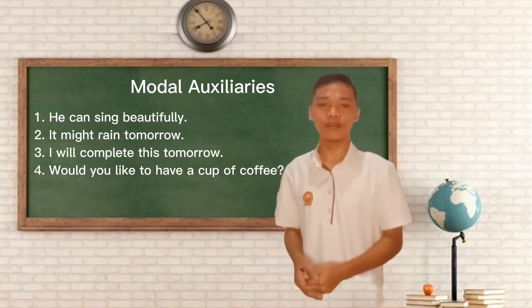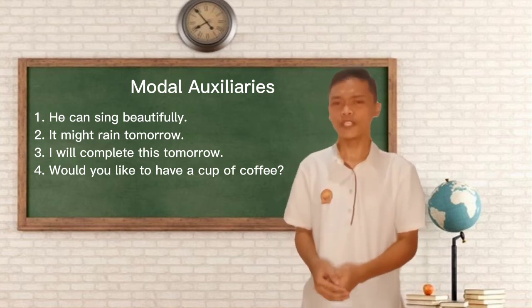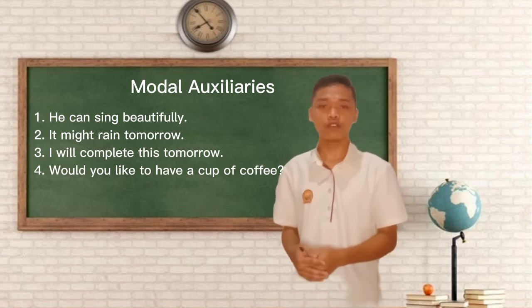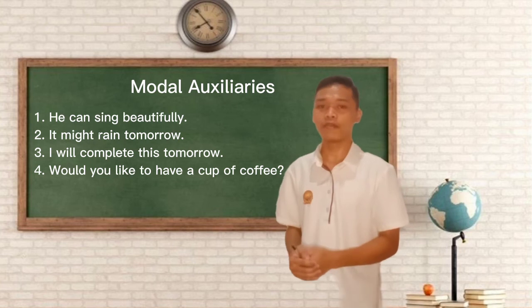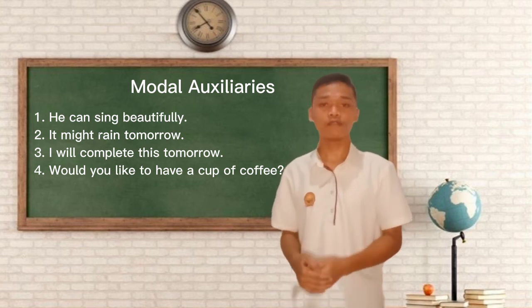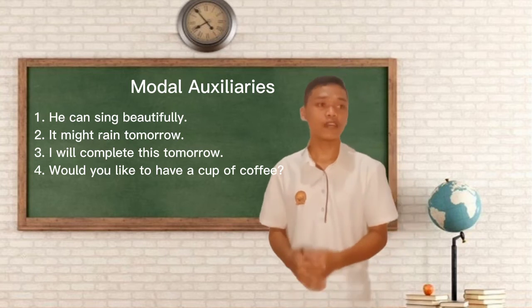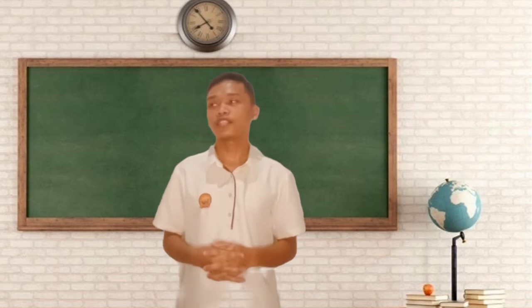Okay, last example number 4. Would you like to have a cup of coffee? What is the modal verb? Yeah, that's right, would is the modal verb, and it expresses what? Very good, Vivian. It expresses permission. For what reason? Yes, that's correct, because it is asking. Okay, thank you so much for being so active.